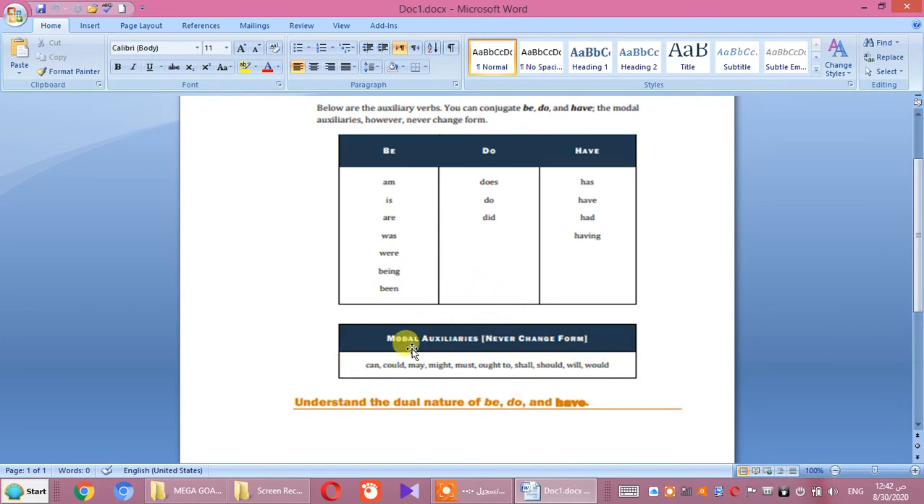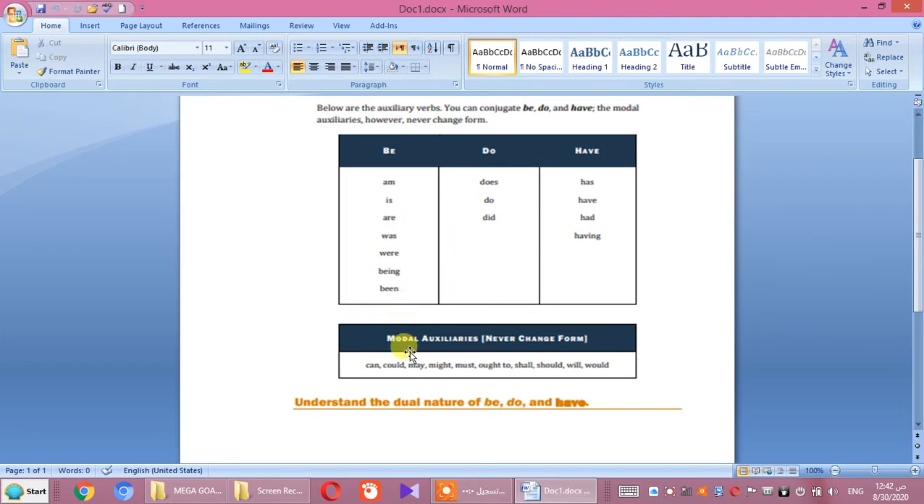But for modals, the modals are always auxiliary verbs or helping verbs. Remember that. Why? Because they only come with a main verb. They don't come alone. You can't say I can. I can write: here can is the helping verb, write is the main verb. You can't say I can book. You can say I can read a book. So here can is an auxiliary verb. Remember that. This is an introduction before we begin our lesson.